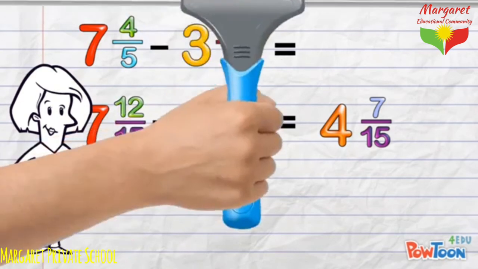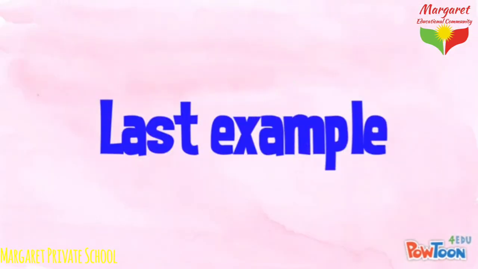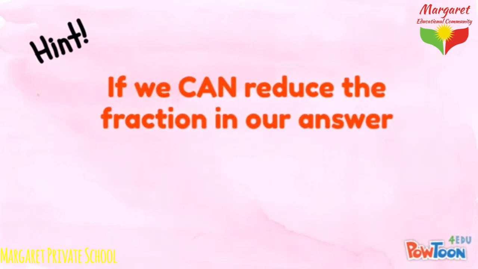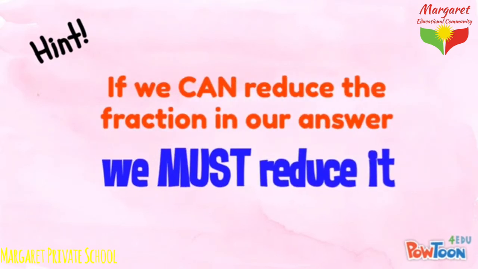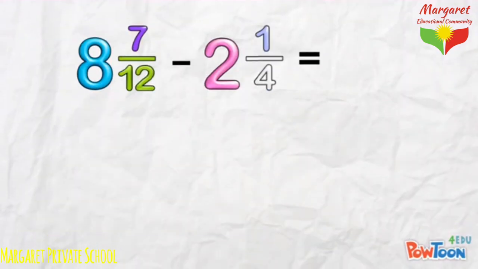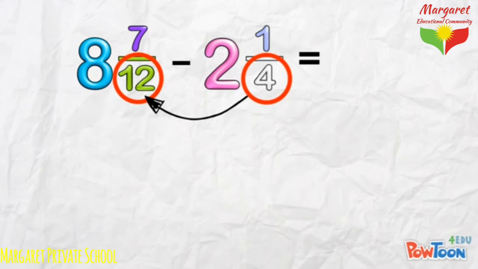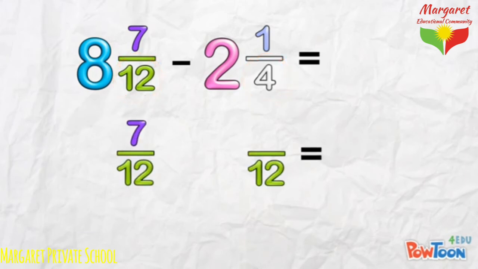Okay, last example. Before we start, I want to remind you that if we can reduce the fraction in our answer, we must reduce it. Here we go. Check the denominators. We've got 12 and 4. 4 is a factor of 12, so 12 is our common denominator. Put it in the answer and leave space for the whole number as well.